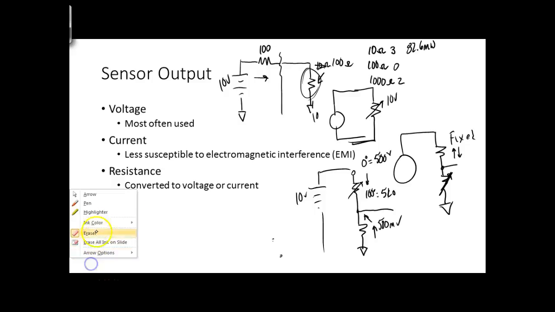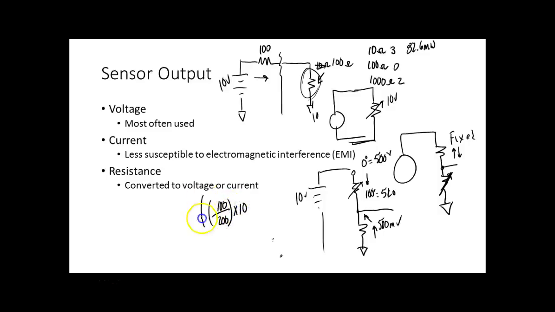So what am I going to do this time? I'm going to say 100 over 200, right? You understand that? And I'm going to multiply that by 10. And what am I going to do? Square that, and I'm going to divide that by 100. No, because it's by the resistor. Yeah, V squared over R.